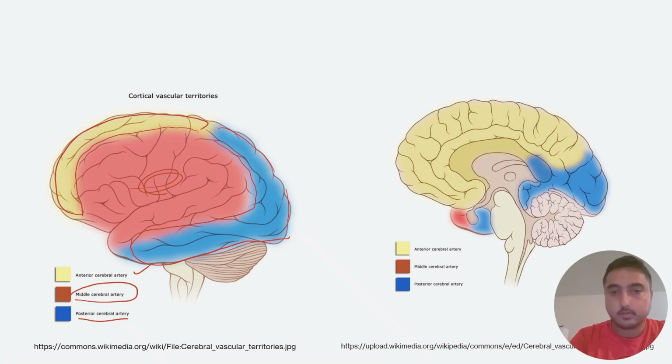If we cut the brain into two halves and see the inside of the brain, ACA will be supplying most of the inside part, and on the back we have the supply from the posterior cerebral artery.